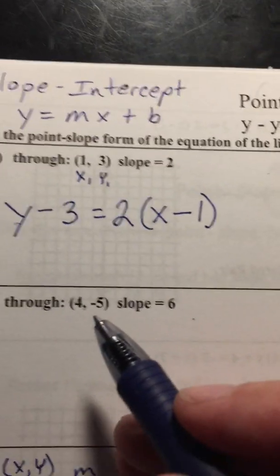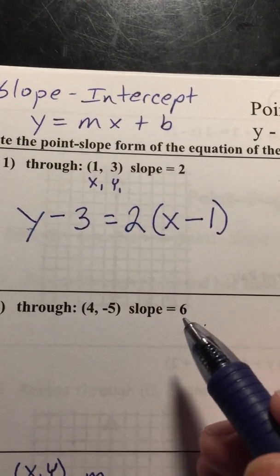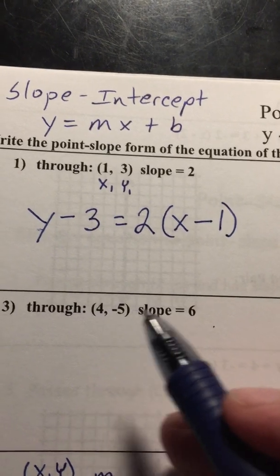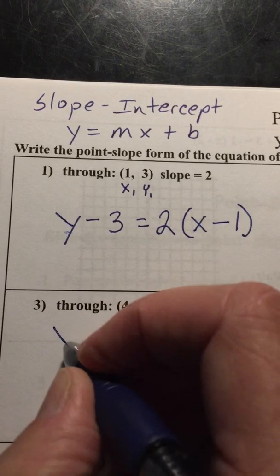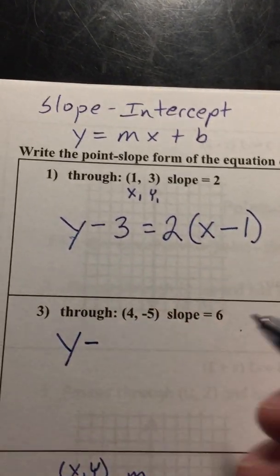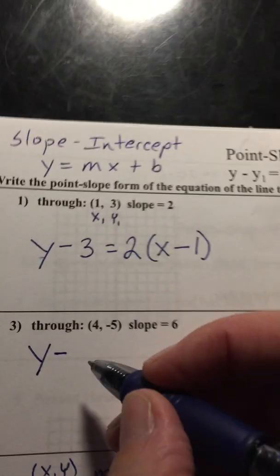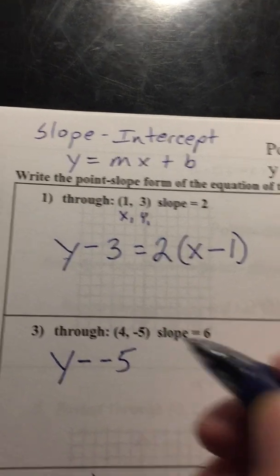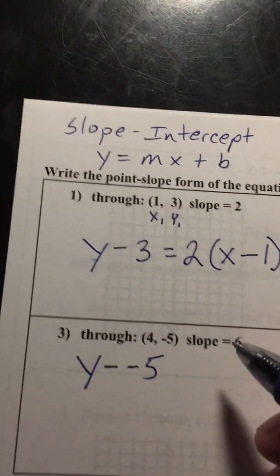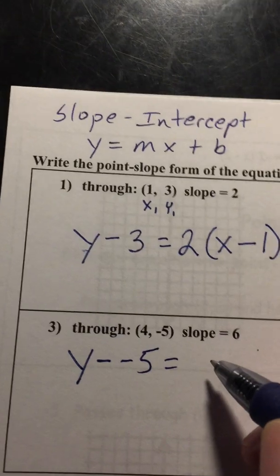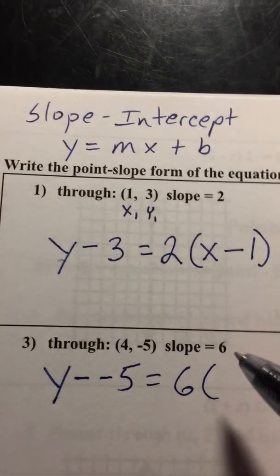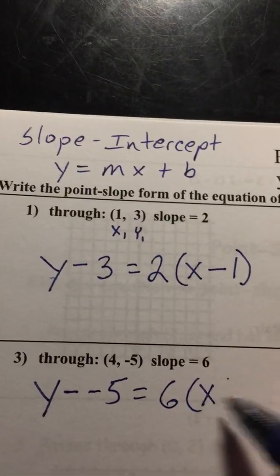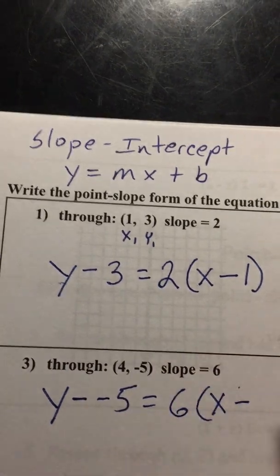Number 3, again, they give you a point that the line goes through, and they give you a slope. So if they give you some random point and the slope, we're using the point-slope form. So again, the formula goes y minus, and then the y number. Now the y number is a -5, so I'm going to drop -5 after the subtraction, because it was y minus and then the y number, equals m for the slope number, and that is a 6, parentheses, and then x minus my x number. So here I'm going to write x minus, and then the x number is the positive 4, so that goes right there.